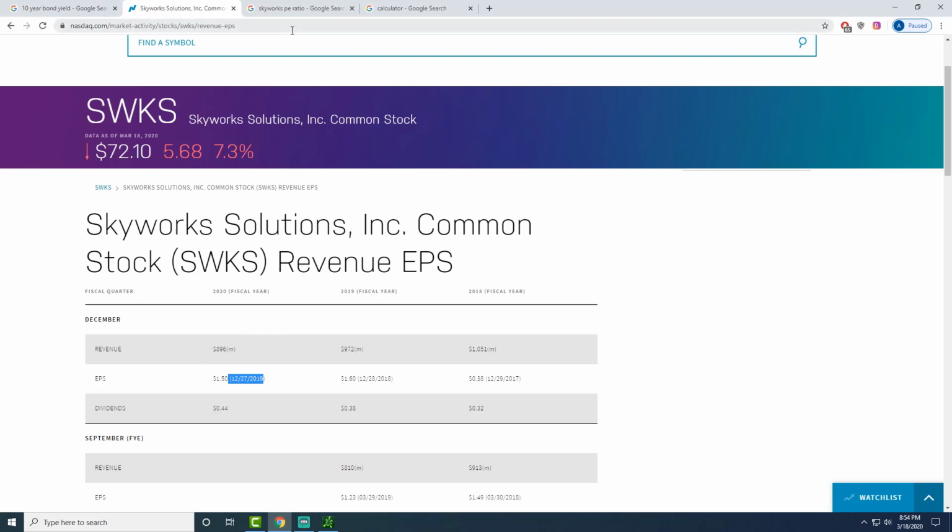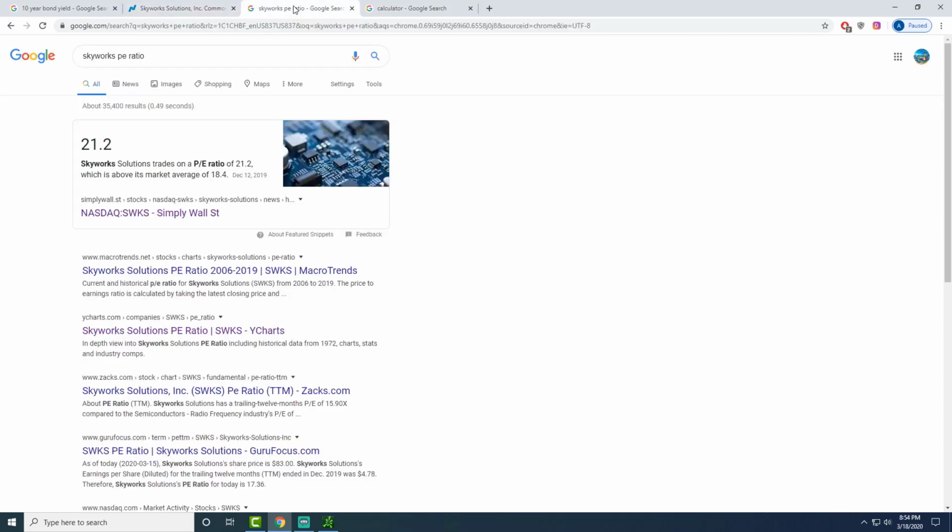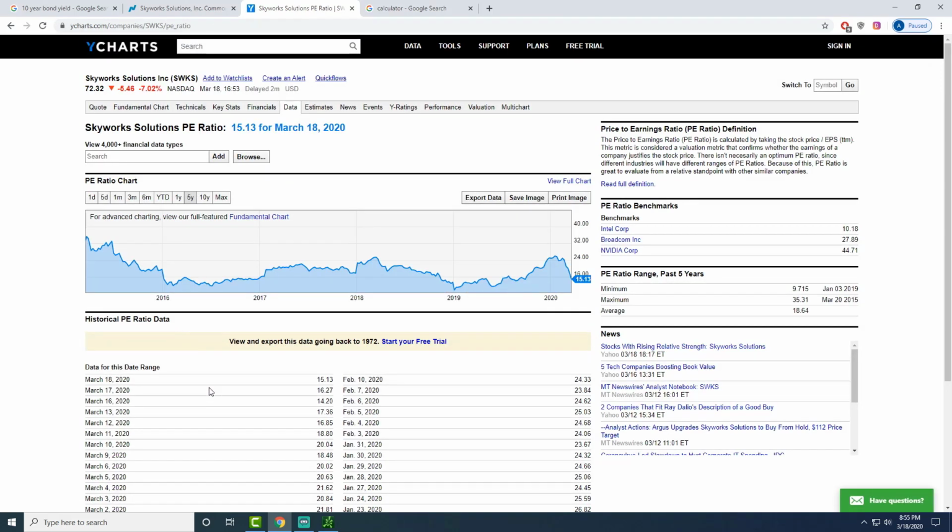Okay, the next thing we're going to want to do is find out what the Skyworks PE ratio is. So just do another Google search, Skyworks PE ratio. Don't mind what the NASDAQ right there says. Go down. I like YCharts because YCharts is going to give you the most current, up-to-date and accurate PE. So March 18th, 2020, 15.13. That's going to be our PE ratio.